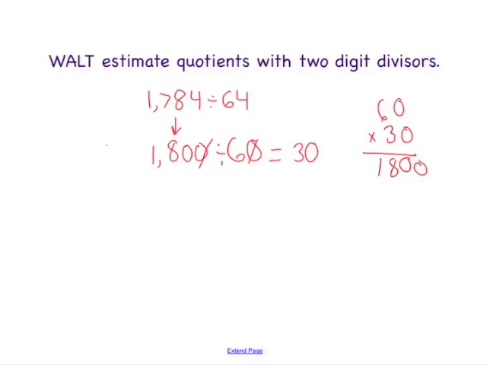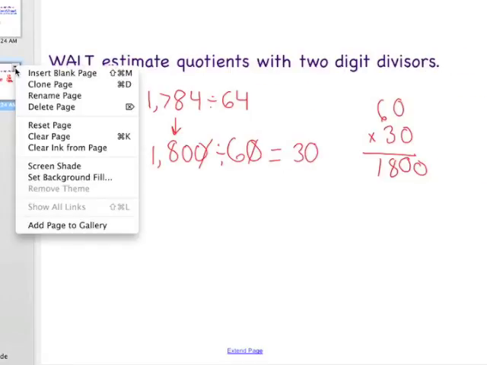I want you to try one more. We're going to go to this problem, I'm going to ask you to try, and then I want you to pause the video. It's going to be 2,740 divided by 67.